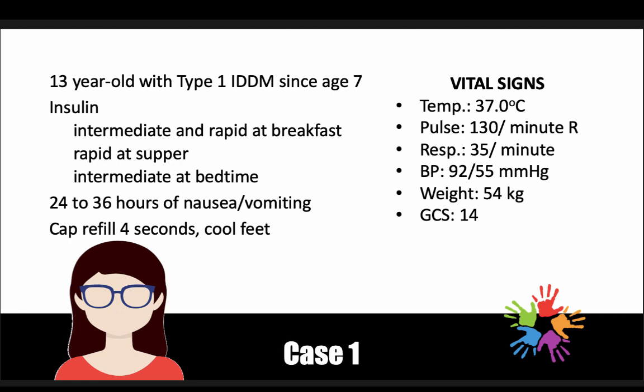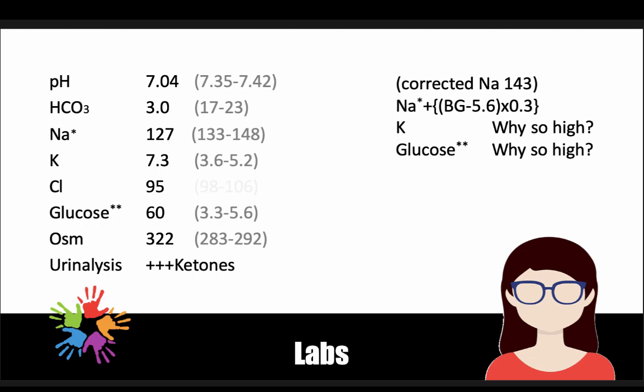Recognizing that she's at risk of DKA, you order blood work, and what her blood work shows is a pH of 7.04, bicarb of 3, a glucose of 60, and ketones on her urinalysis. And so thinking back, we've defined anything less than 7.1 pH as being severe DKA, so she has a severe DKA.